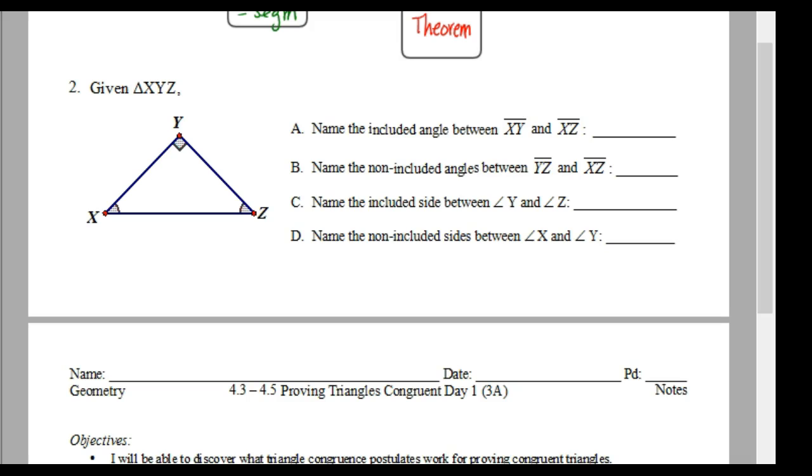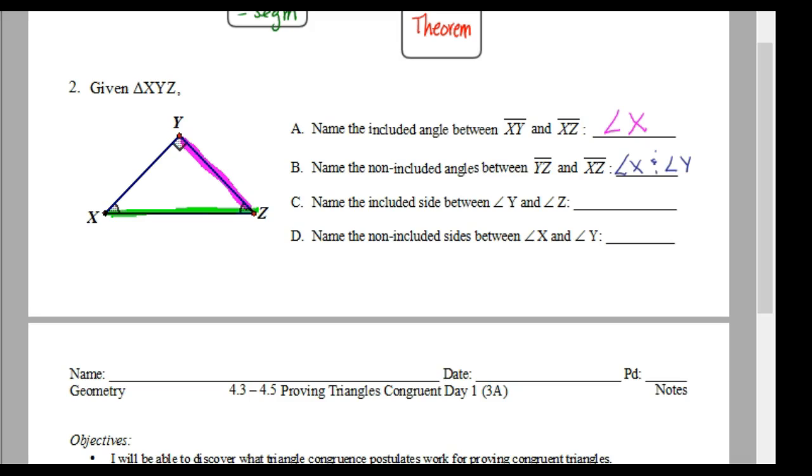Here, we are going to review the important vocabulary of included. So, name the included angle between XY and XZ. That would be angle X. Name the non-included angles between YZ and XZ. Angle Z is included, so that means angle X and angle Y are the non-included angles.